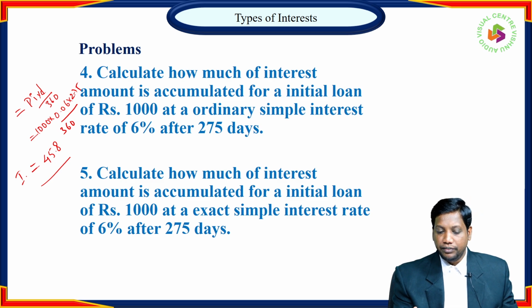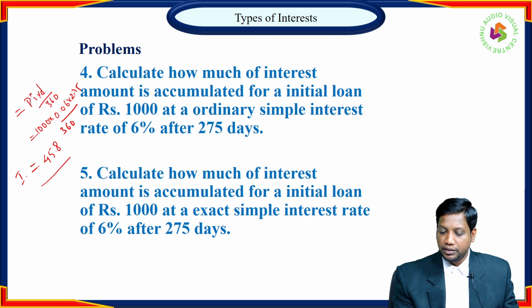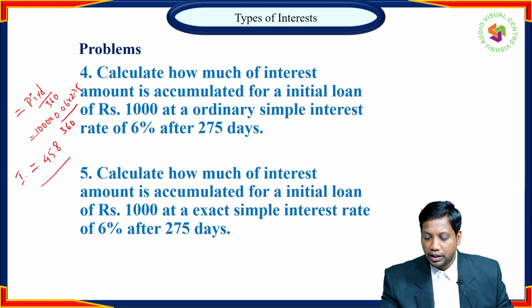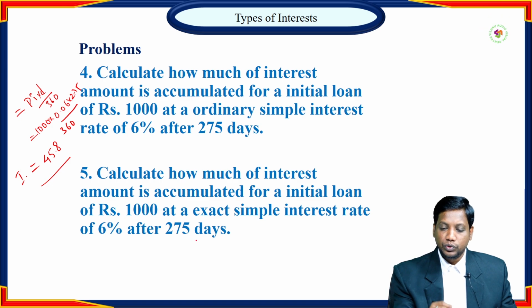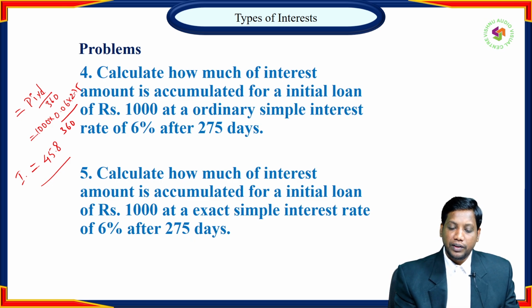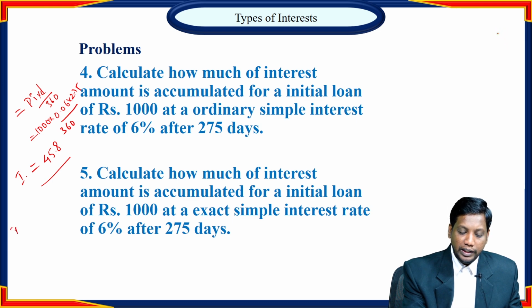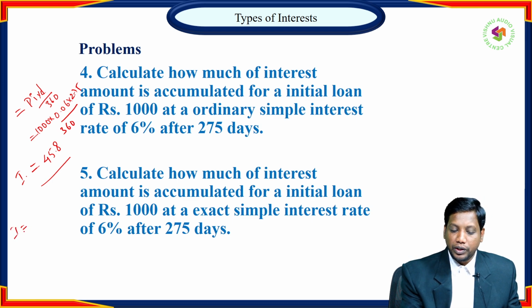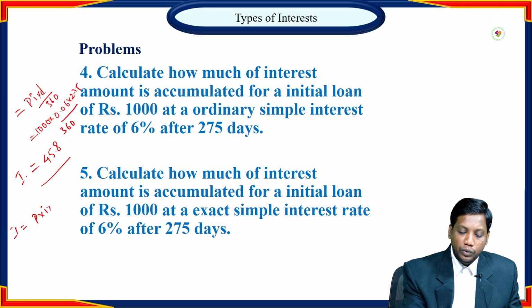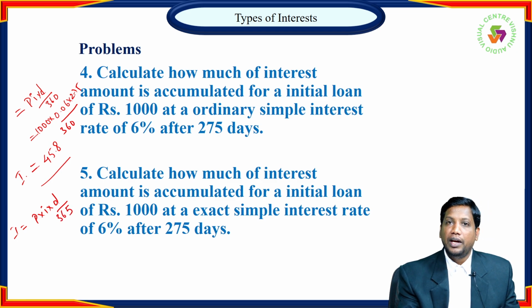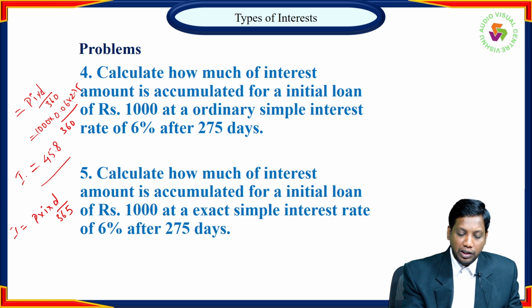Okay, for the case of exact simple interest, calculate how much interest amount is accumulated for an initial loan of rupees 1000 at an exact simple interest rate of 6% after 275 days. So for the same case, if we calculate for the exact simple interest, I equals how much amount is accumulated after a period of 275 days, that is P into I into D by 365. Instead of 360, we have to take 365 here.